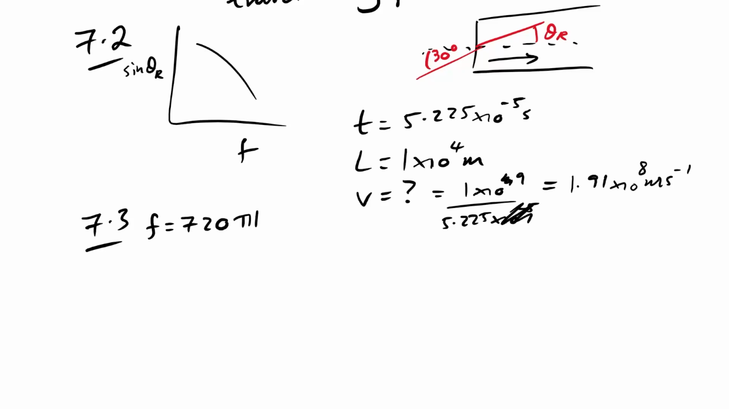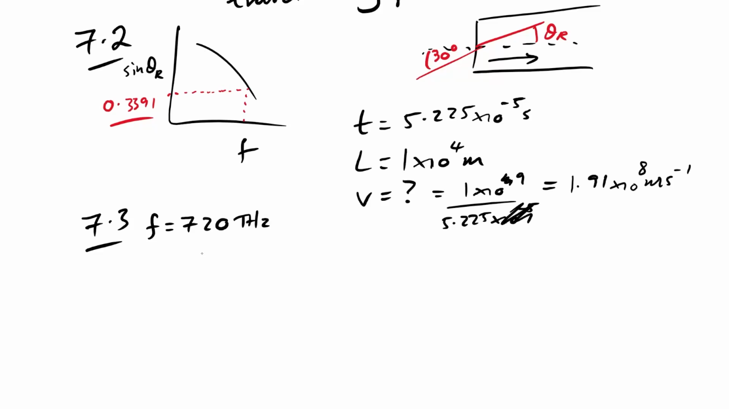7.3, frequency is 720 terahertz. So let's read off the graph. 720 brings us over to a sine R of 0.3391, I do believe. Calculate the speed of blue light in the fibre.